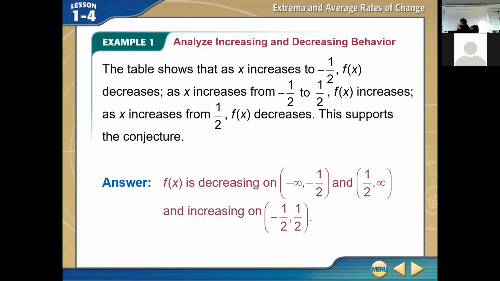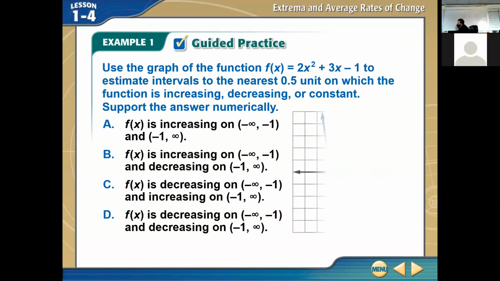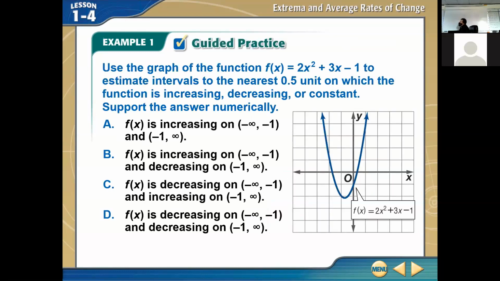And our estimate that we got from the graph was supported by our table. So we can say that it's decreasing from negative infinity to negative 1/2, and from 1/2 to positive infinity, and then it was increasing on the interval from negative 1/2 to 1/2. But like I said, we saw that pretty easily on the graph.